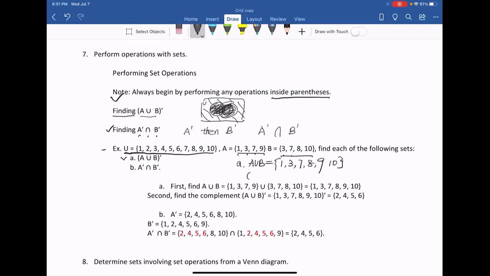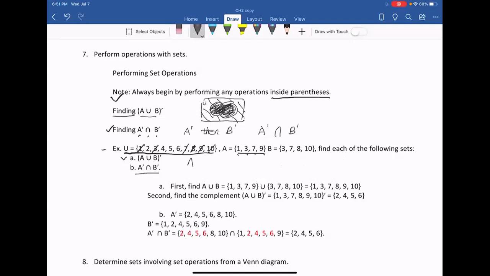The complement of A union B, I just cross out all of these numbers from the universal set. 1, 3, 7, 8, 9, 10. I have 2, 4, 5, 6 left. Yes, this is the way how I find this. And next part, I just erase this and clean some space.